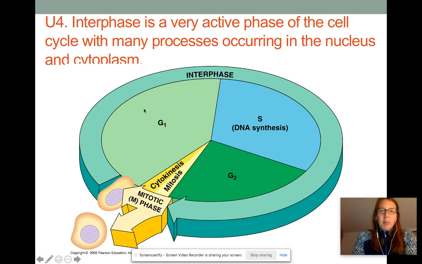But the part of interphase which is not part of mitosis is broken up into three other parts. So there's actually four parts to the cell cycle. So there's G1, S, G2, and then finally the M phase, which involves mitosis and cytokinesis. Let's take a look at these in more detail.